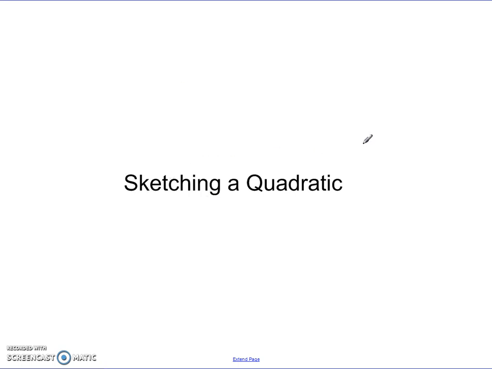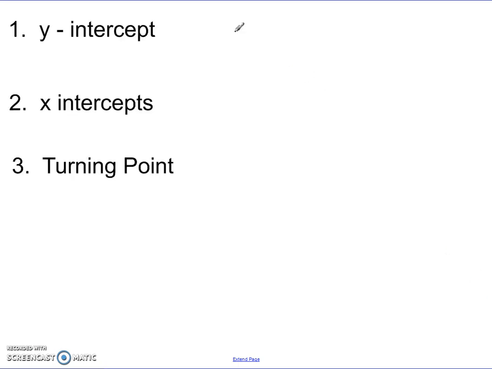Now, this is a skill we covered in National 5. However, it's a relevant skill and definitely a vital one that we should go over and just refresh our memory of. Now, when we're sketching a quadratic, there are three key bits of information that we have to be able to calculate in order to sketch it accurately. The first of these is the y-intercept.